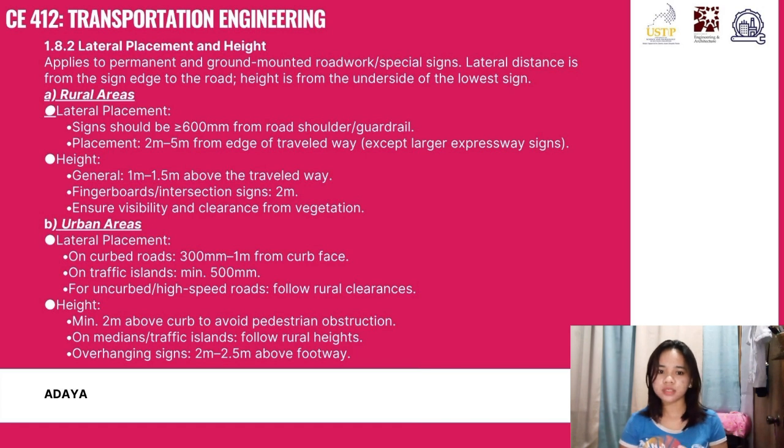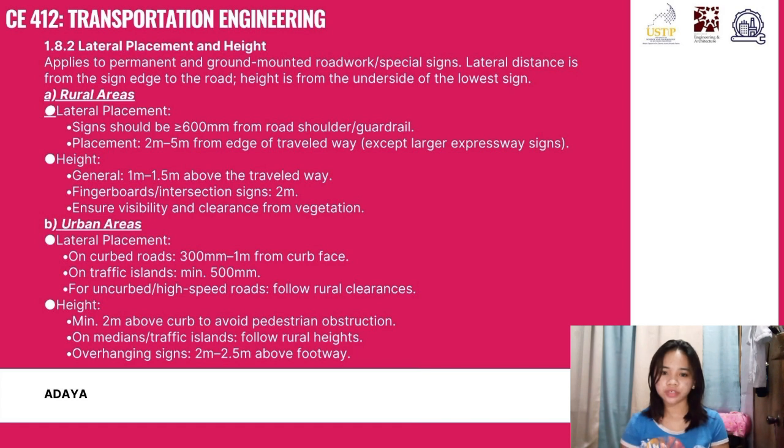So this rule is about how far a sign should be from the edge of the road and how high it should be off the ground. In rural areas, the lateral placement is at least 600 from the road shoulder or the guardrail, and then the placement is 2 meters to 5 meters from the edge of the traveled way, except for the larger expressway signs. In terms of height, in general, 1 meter to 1.5 meters above the traveled way. And for intersection signs, at least 2 meters. This ensures visibility and clearance from vegetation.